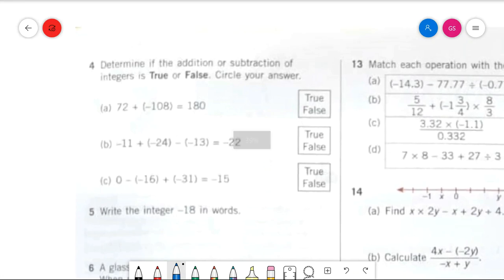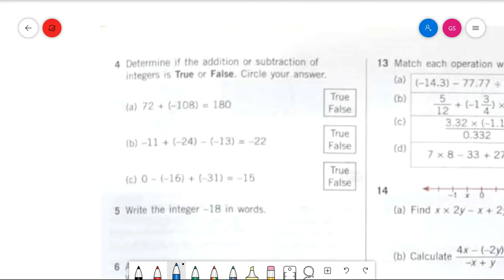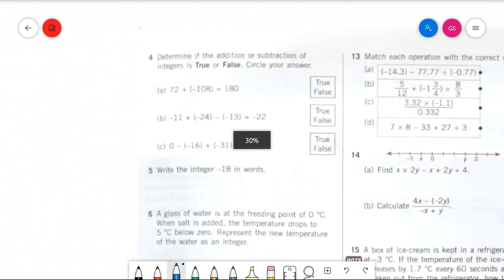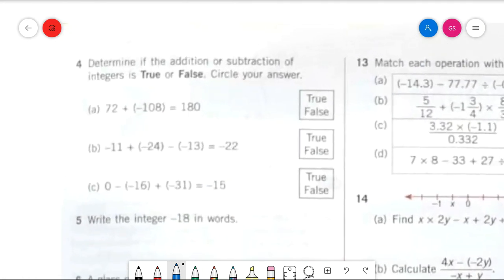Determine if the addition or subtraction of integers is true or false. So this one, not much to do. You have your calculator. You just have to be careful of BODMAS. That's the only thing to be careful of. BODMAS, you know that you have studied. You have to do according to the sequence, from left to right.